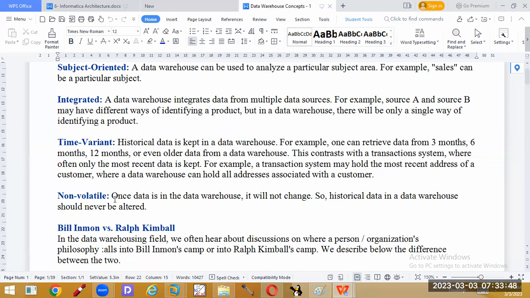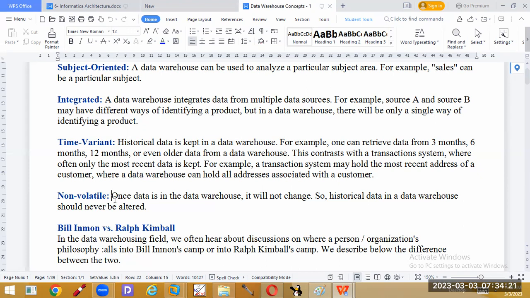Next one is non-volatile. Non-volatile means once data is in the data warehouse, right, it will not change. Suppose you have loaded the data in your data warehouse, you're not going to change anything in it. That's why we call it non-volatile, because if you change it, the concept will change. That's why we restrict any data change in the data warehouse. We just load it and keep it as it is. If you want to change, you go to your ERP or other system, then you can change.